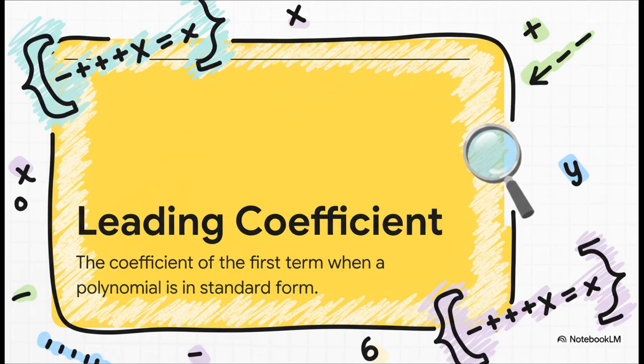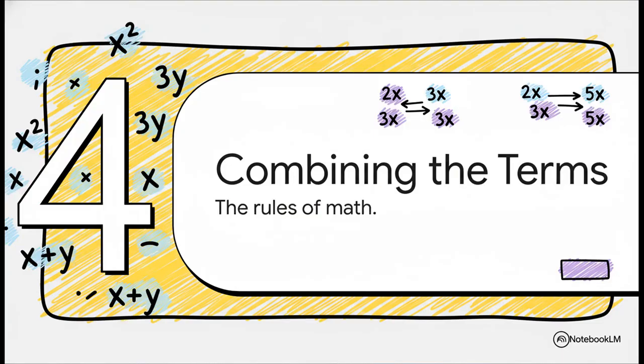And hey, once you've got your polynomial in that nice, neat standard form, that number out in front of the very first, most powerful term, it gets a special name, the leading coefficient. It's literally the leader of the pack. All right, we've identified all the parts, we've put them in order. Now it's time to actually do something with them.